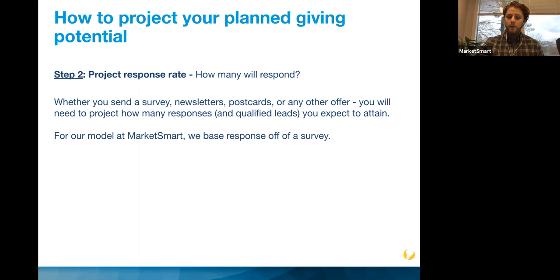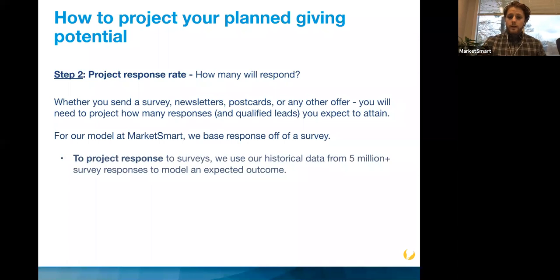So we have a lot of data about them. But you can think about this more broadly than just a survey. It could be your newsletter or your postcard. Whatever offer you send out to these 70, 80,000 people, we need to think about what's the response rate going to be. Now, we're in a bit of an advantageous position. We've done a lot of surveying for hundreds of nonprofits over the years. We've got over 5 million survey responses to date. Now, when you have that much data, you can start to come up with some baseline metrics.